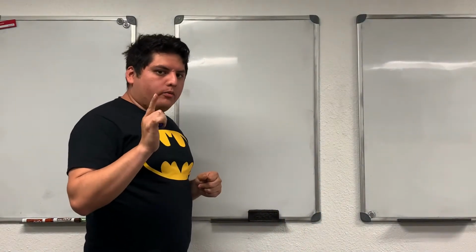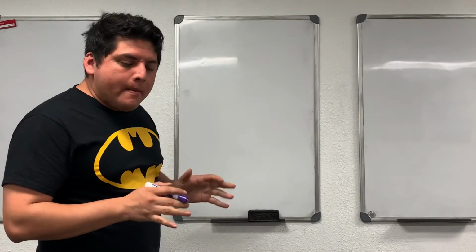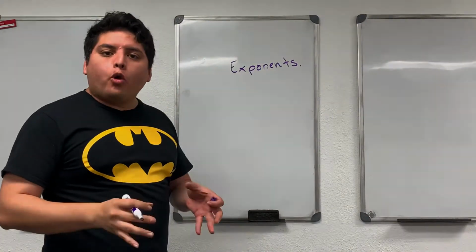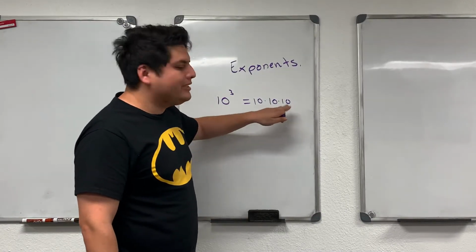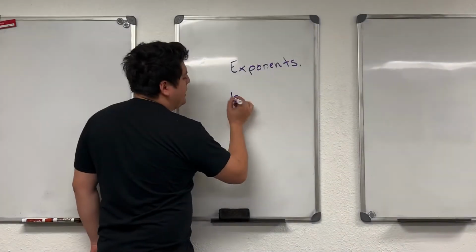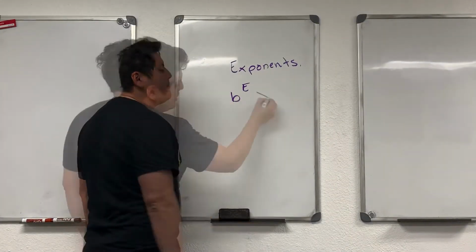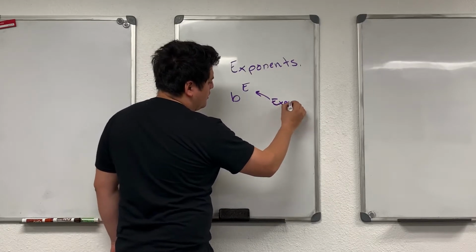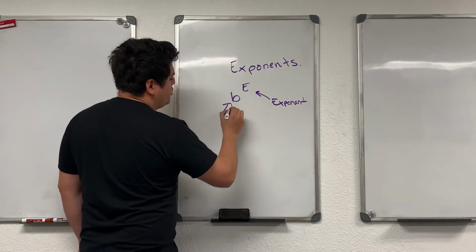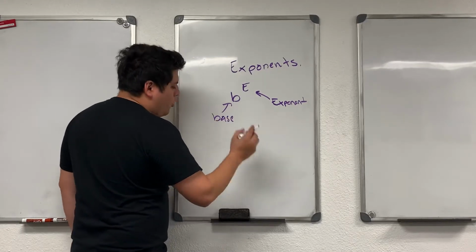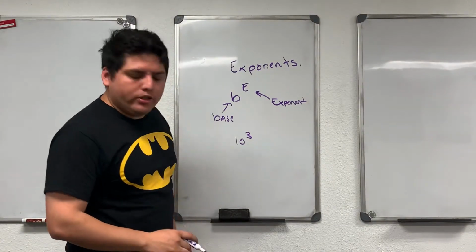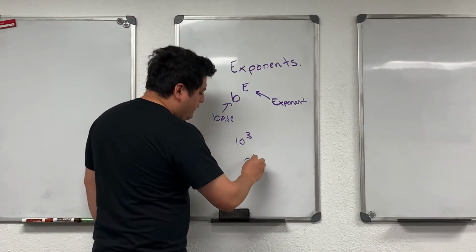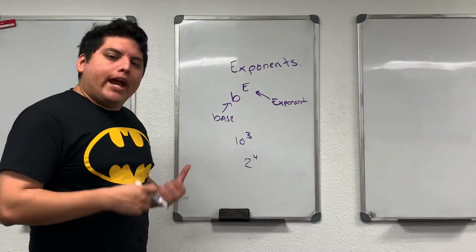Today we're going to be talking about rules of exponents and how they work. Exponents are just a shortcut for multiplication. It's easier to write 10 to the third than writing 10 times 10 times 10. Imagine we have b to the e, where e is your exponent and b is your base. Okay, so if you have 10 to the third, 3 would be your exponent, 10 would be your base. If you have 2 to the fourth, 4 would be your exponent, 2 would be your base.